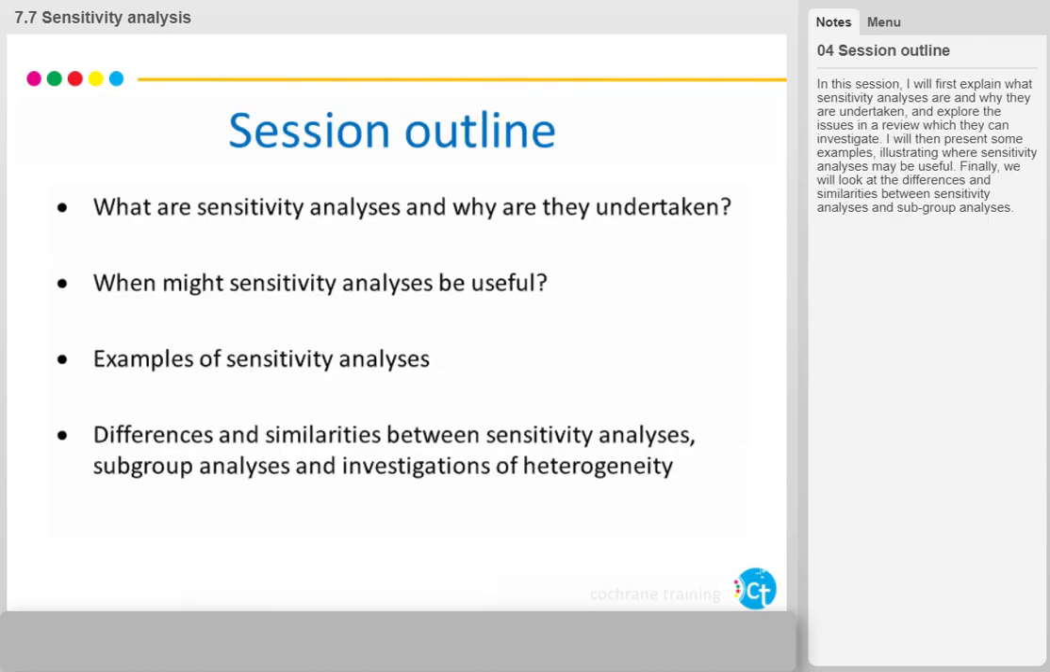In this session I will first explain what sensitivity analyses are and why they are undertaken, and explore the issues in a review which they can investigate. I will then present some examples illustrating where sensitivity analyses may be useful. Finally, we will look at the differences and similarities between sensitivity analyses and subgroup analyses.